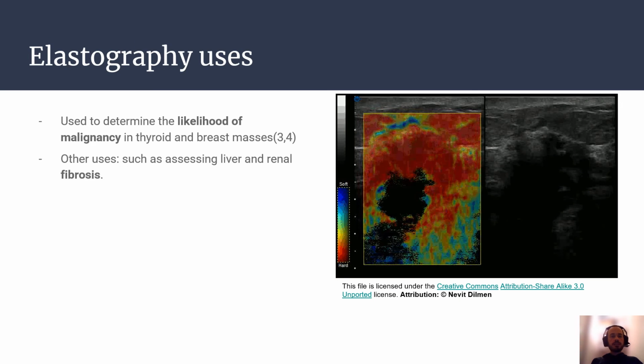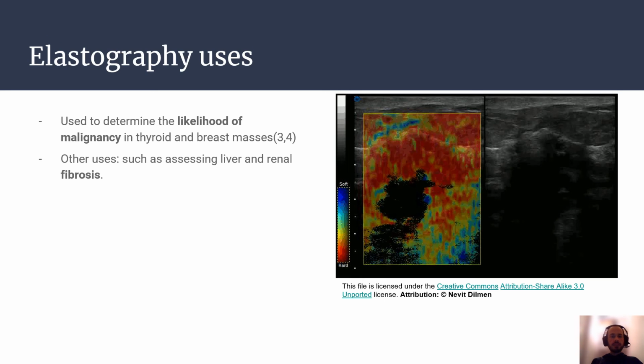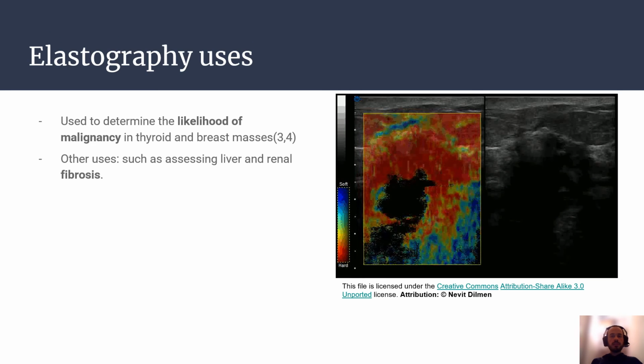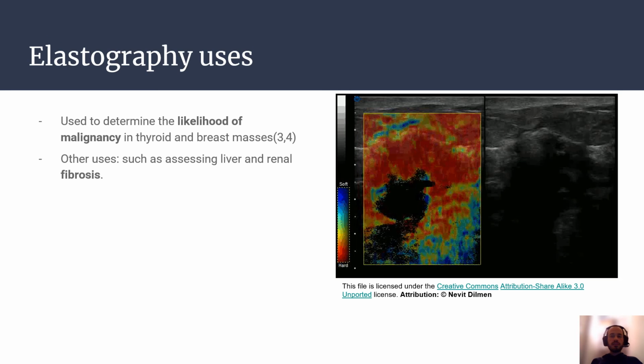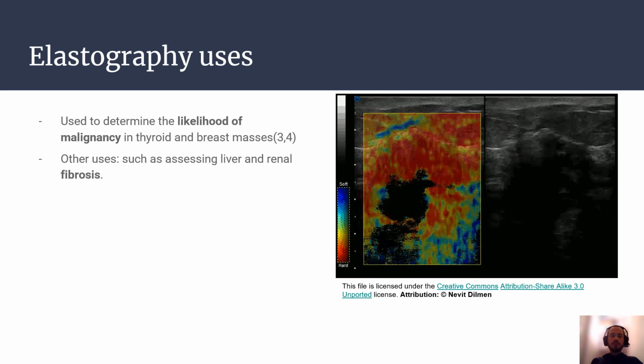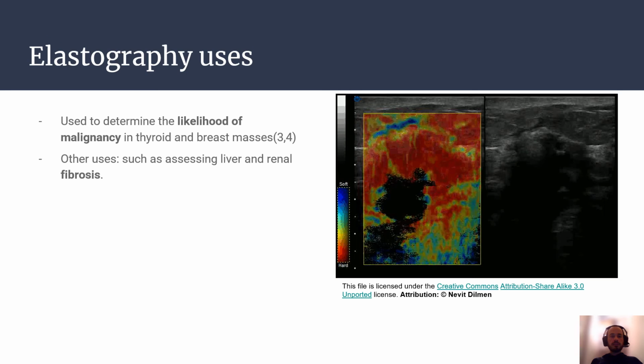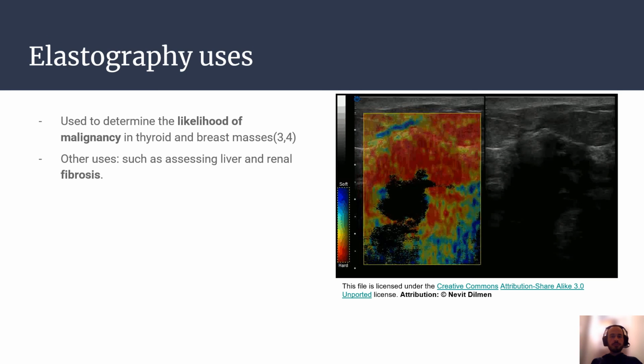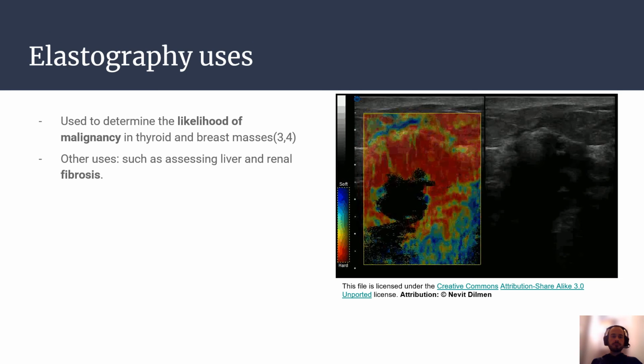Because stiffer masses are more likely to be malignant, elastography is used to determine the likelihood of malignancy in thyroid and breast masses. There are other uses as well, such as assessing tissue fibrosis in liver and kidneys.